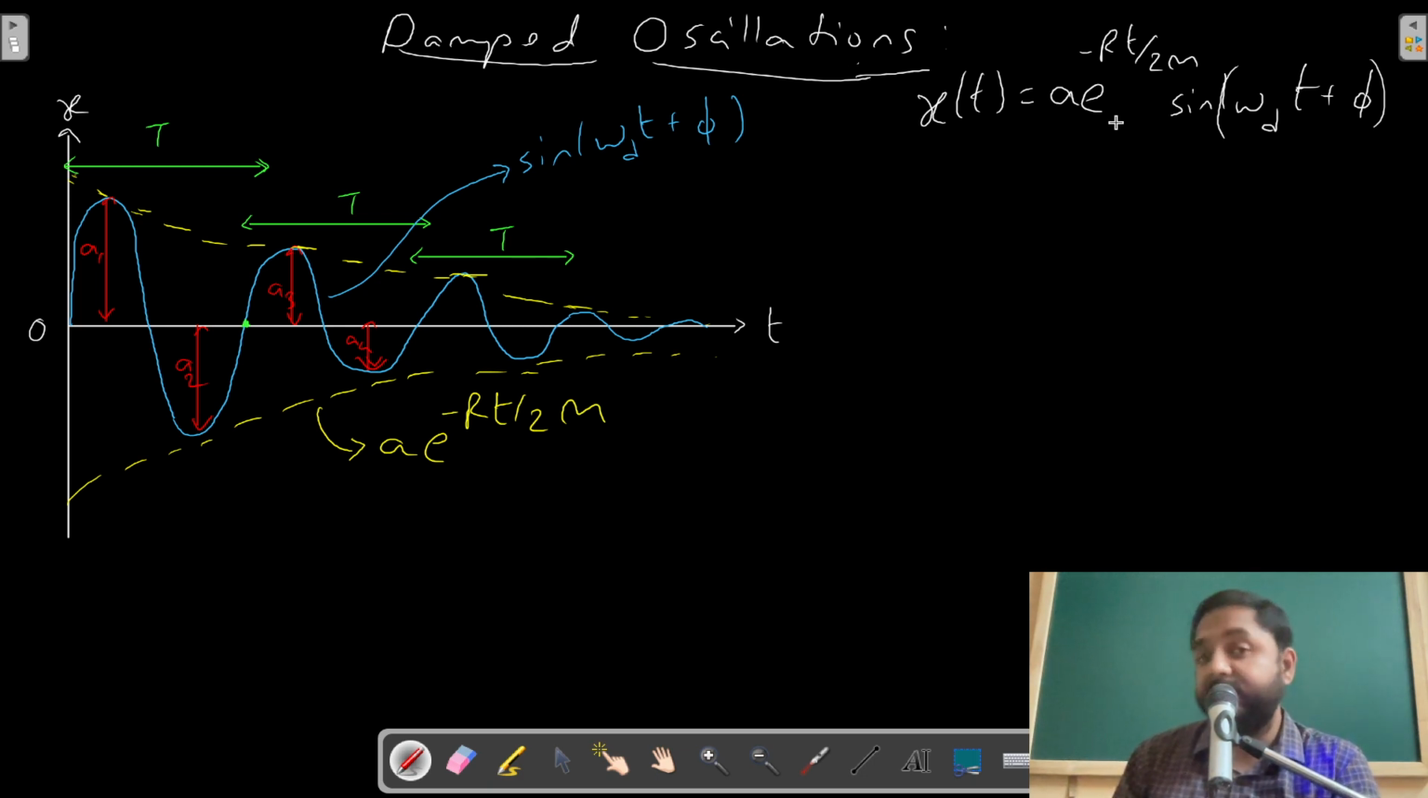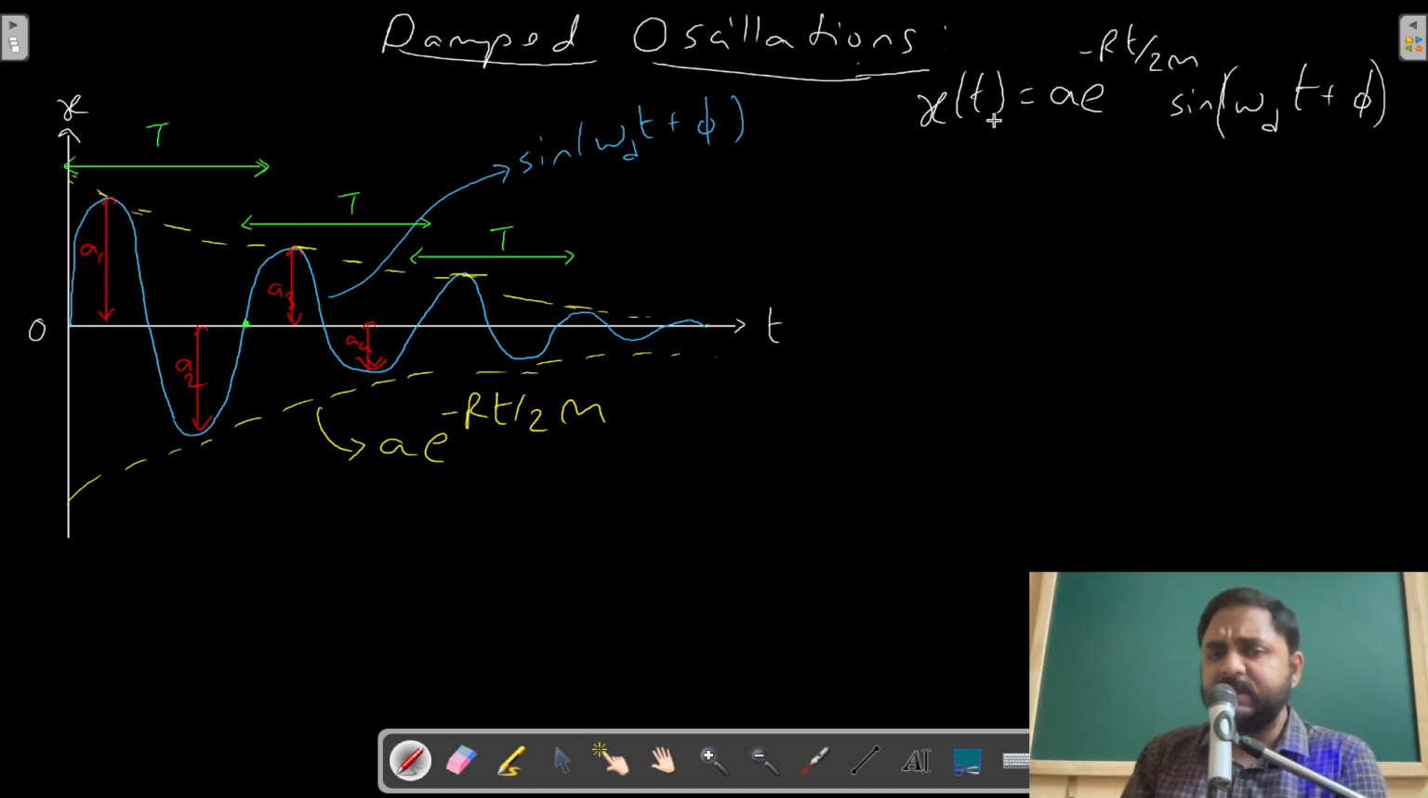We also studied three different cases: over damped motion, under damped motion, and critically damped motion. Today we want to continue with our mathematical analysis of damped oscillations, and especially we are going to study under damped motion. We are not studying over damped or critically damped. Under damped motion is the only motion, if you remember, which allows for oscillations. Over damped motion has no oscillations. Critically damped motion has no oscillations.